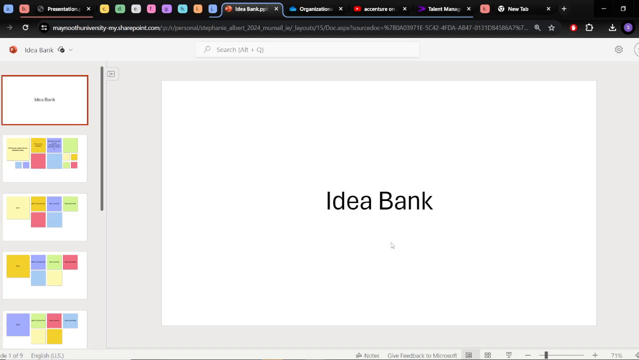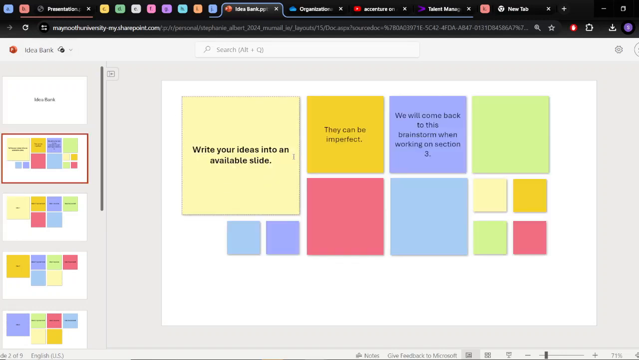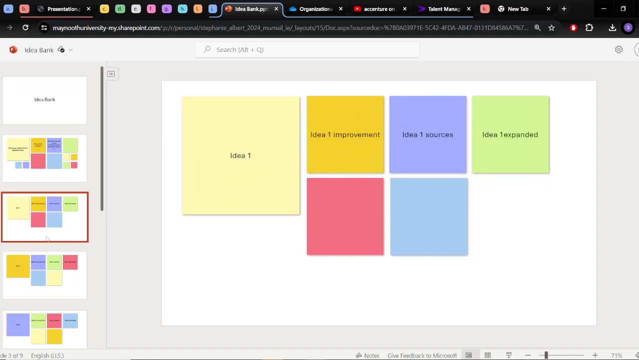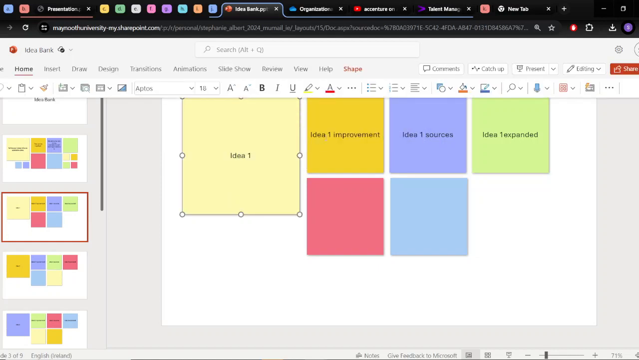So I made this, and you guys can use it or you guys cannot use it, but it's there. I'm gonna share it with everyone in the shared folder, and it's basically an idea bank. So write your ideas into an available slide. They can be imperfect, and we will come back to this brainstorm when working on section 3. So you basically come down and you write any idea you have down, and then maybe put some sources. And then if you're thinking about it the next day and you have something else you want to add, you can add some more notes.